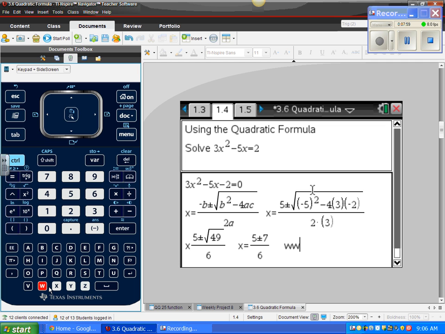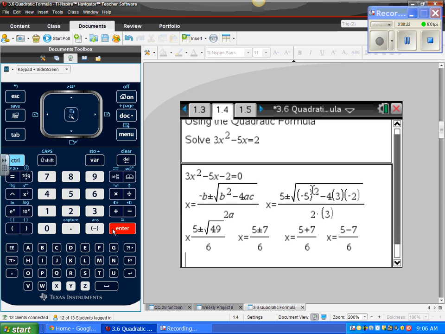How many solutions do I have there? I have 2, right? I have 5 plus 7 over 6, and I have 5 minus 7 over 6. Do we agree? Okay. What's 5 plus 7 over 6? Yeah, 5 plus 7 is 12 over 6, which is 2. And then 5 minus 7 over 6?